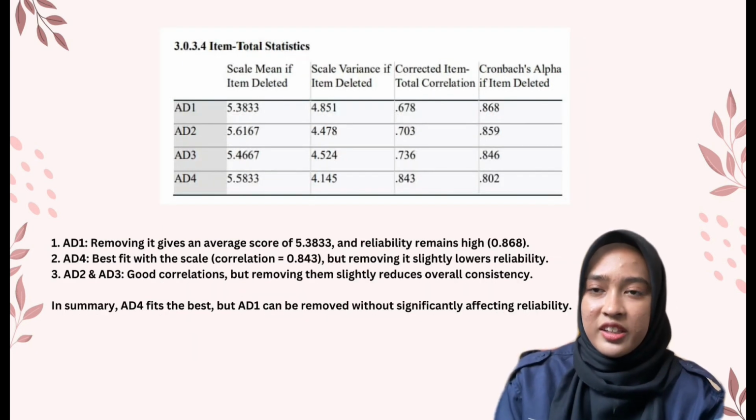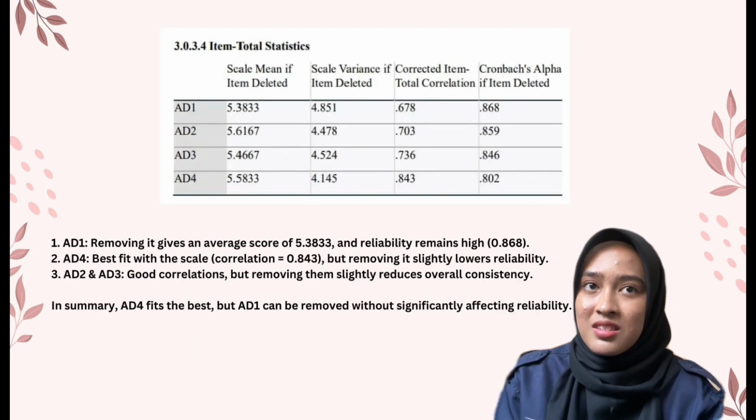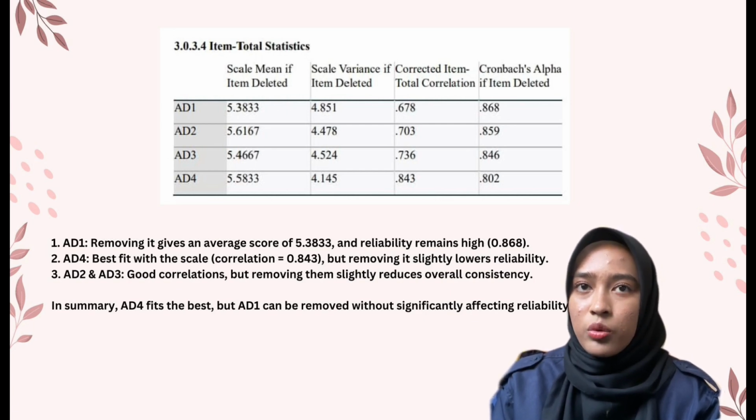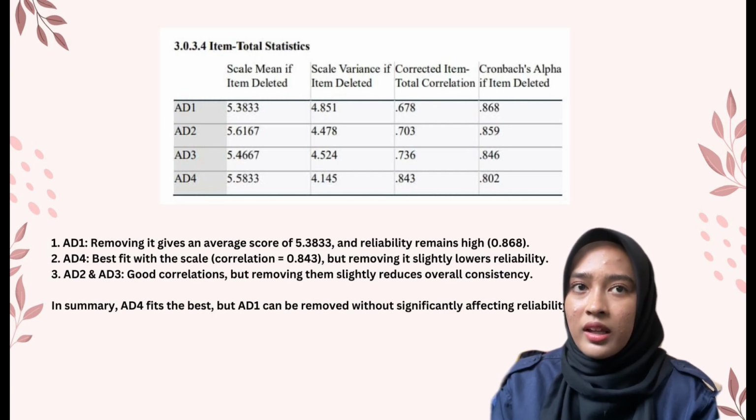The table shows how each item, AD1, AD2, AD3, and AD4, impacts the scale when removed. For example, if we remove AD1, the average score becomes 5.3833. AD4 fits the best with the scale, with the highest correlation of 0.843. However, removing AD4 slightly lowers the scale reliability. AD1 has a moderate fit, and removing it still keeps reliability high at 0.898. AD2 and AD3 have a good correlation, but removing them slightly reduces the overall consistency of the scale. In summary, AD4 fits the best, but removing AD1 has the least impact on reliability.